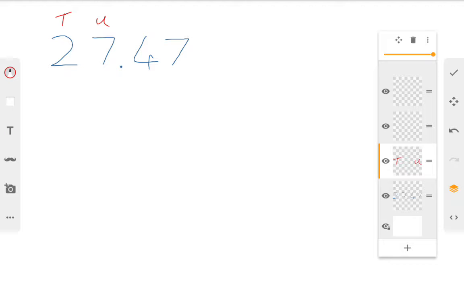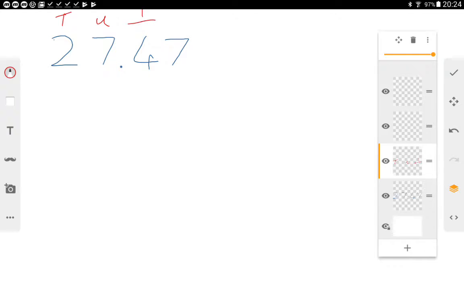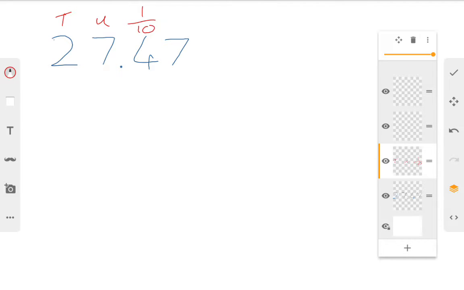0.4 is in my tenths column. I have 4 tenths in this number. And my 7 is in my hundredths.